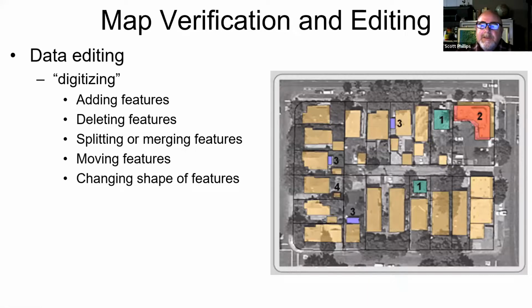Now, if you do have problems, you may need to edit your data. And oftentimes this falls under the category of what we call digitizing. Digitizing usually refers to creating spatial data, but digitizing can also encompass editing spatial data as well. So in addition to adding features, you can delete features. You can split or merge features. That's often part of the process for creating features. You may create a large feature and then split it into smaller ones. And conversely, you may want to take smaller features and combine or merge them into a larger feature. You might need to move features, say if a point is in the wrong location, you could move it, or you might need to change the shape of features in some cases.